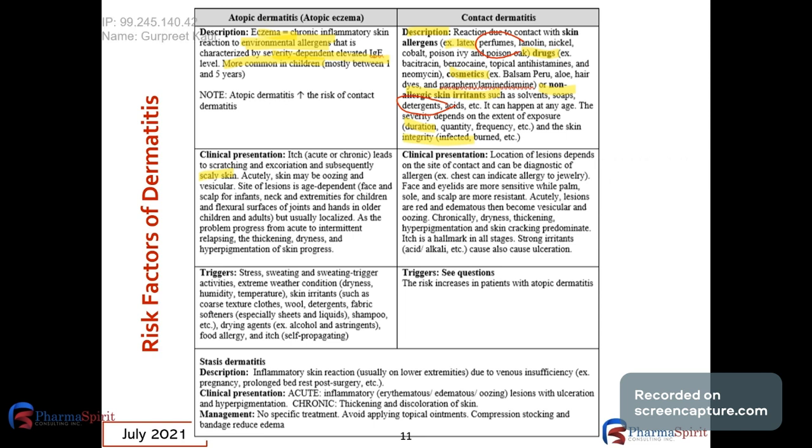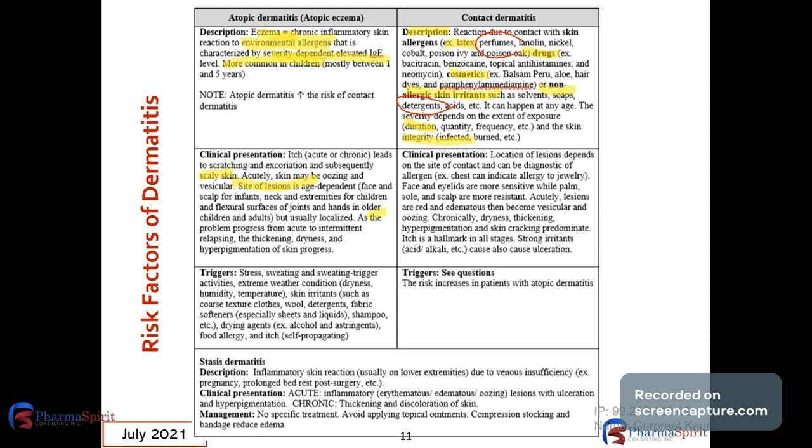The site of the lesion in eczema is age dependent. So the face and the scalp are more common in infants, neck and extremities for children, and the flexural surfaces of the joint, like for example in the hand, is more common in older children and in adults. So the site of the eczema differs according to the age of the patient. But again, any age can be affected anywhere, but these are the more common ones.